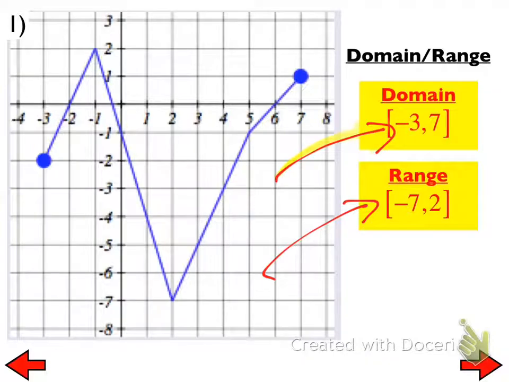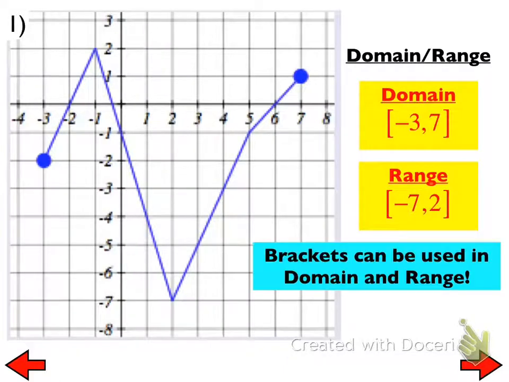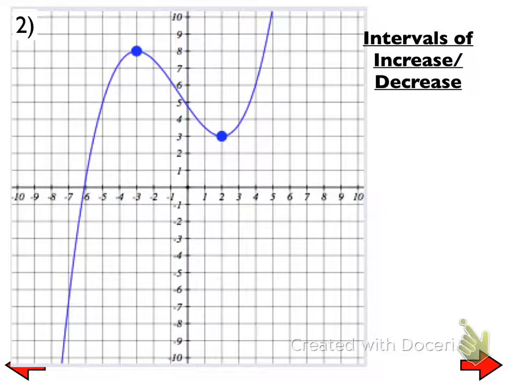Okay? So like I said a few minutes ago, domain and range will be the toughest thing for some people, but if you scan the graph, it's not that bad. Okay? Now, when we're using domain and range, depending on what the graph looks like, we can use brackets and sometimes parentheses. Okay, depends on what we're dealing with. Okay. All right, everybody take a look at number 2.